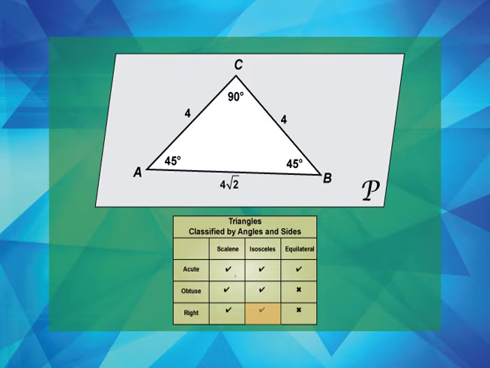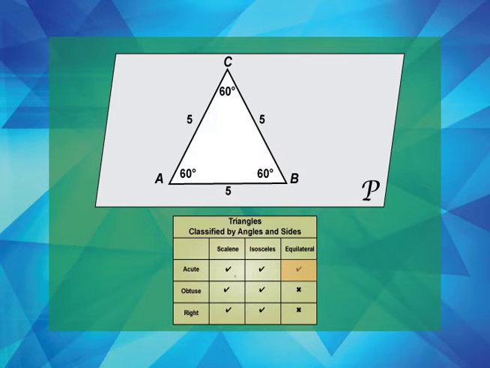Now let's look at the single case of equilateral triangles. This is an example of an equilateral triangle. See the three congruent sides? See the three congruent angles? All angles are acute. Notice that it is also an equiangular triangle.